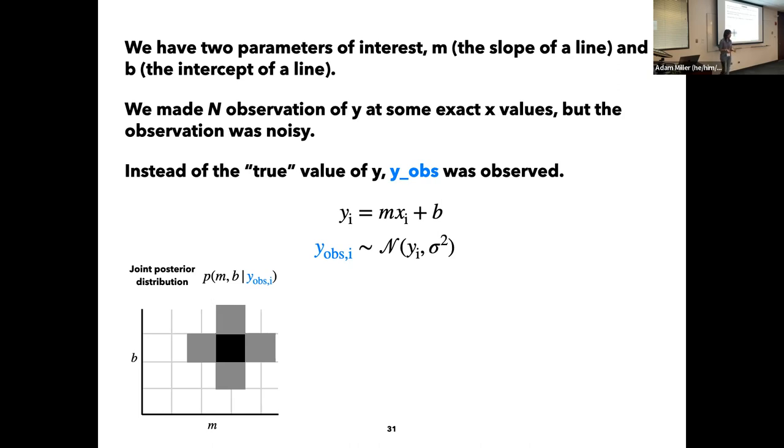The joint distribution is helpful to learn the correlation between two parameters, but I may only be interested in presenting one parameter in my result. So how should I do that? That is called marginalization. Could you talk to your neighbor for a minute or two? What's your thinking on dealing with this? How do we marginalize it?